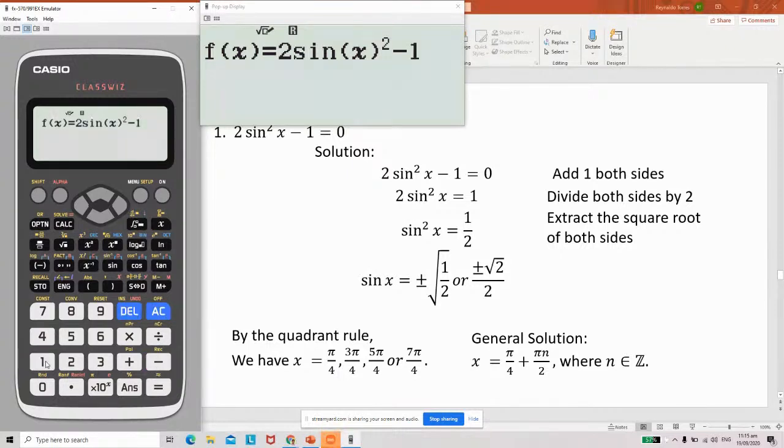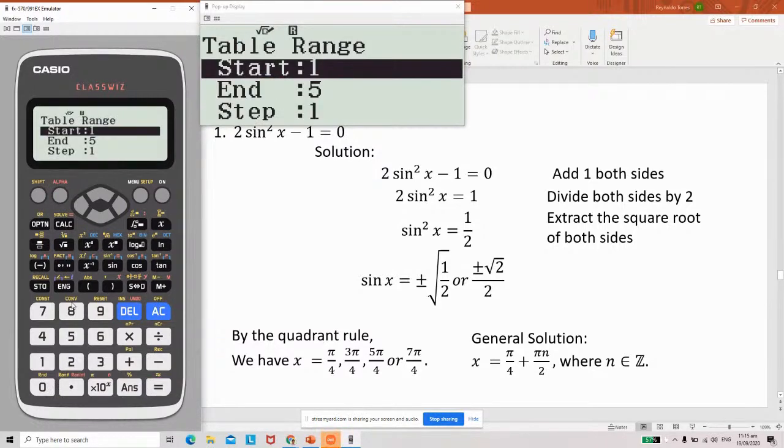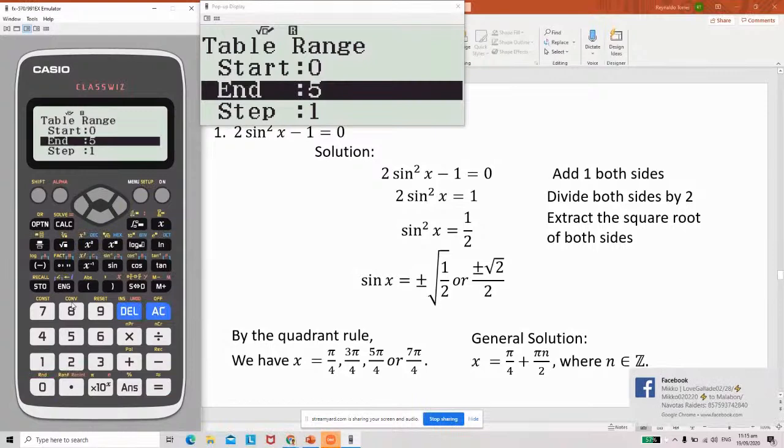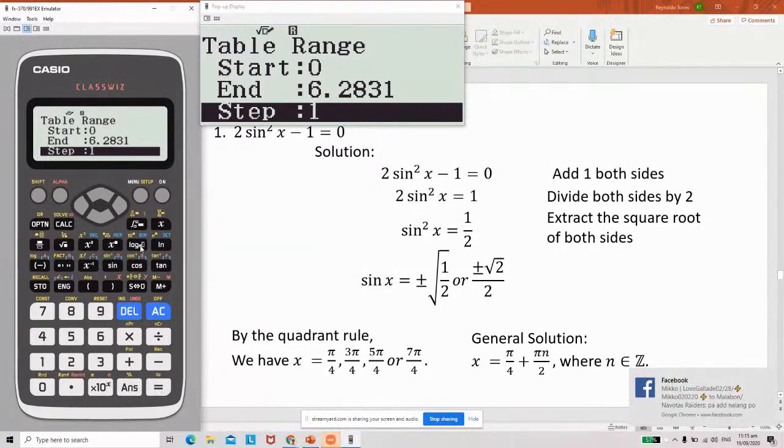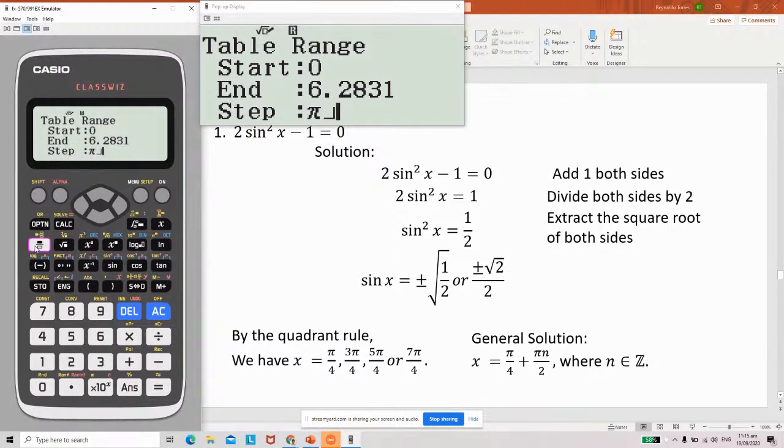Minus 1. And then g of x is 0. So 0. Alright. Start with 0. End with 2 pi. And then our interval is pi over 6. Pero pag tinry nyo yun, walang lalabas. Okay? So, let's try pi over 4. Shift pi over 4.